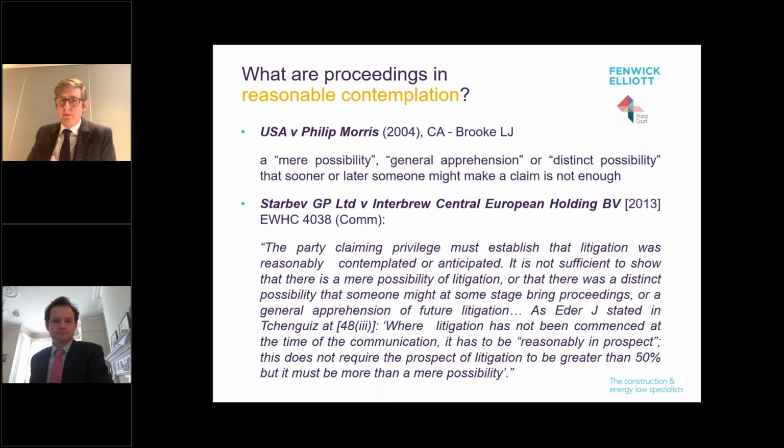Now, the leading case on this is USA and Philip Morris. This is one of those things where the test has been put in various different ways. It's quite difficult to pin down, and applying it to particular facts is always going to be a matter of looking very closely at the precise situation the party is in. But what is clear is that mere possibility, general apprehension, a distinct possibility that sooner or later someone might make a claim is not enough. In that particular case, it was held not to be sufficient that a lot of other tobacco companies had been sued on the basis of their historic knowledge of the dangers of tobacco. Simply the fact that that had happened to other companies in the industry, and the fact that that justified a distinct possibility that sooner or later there would be a claim against Philip Morris, was not enough to say that proceedings were in reasonable contemplation at that stage.